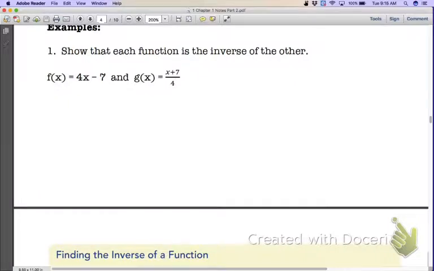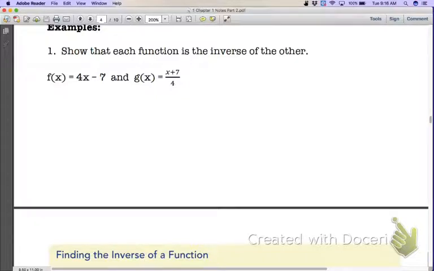Yesterday we talked about composition of functions. So to actually see if two functions are inverses of each other, one way to do it is to do a composition of each function. So to do f of g of x and g of f of x.